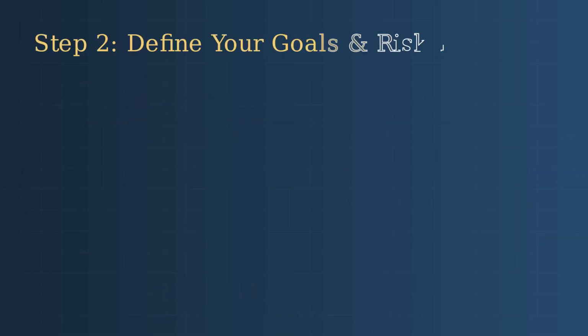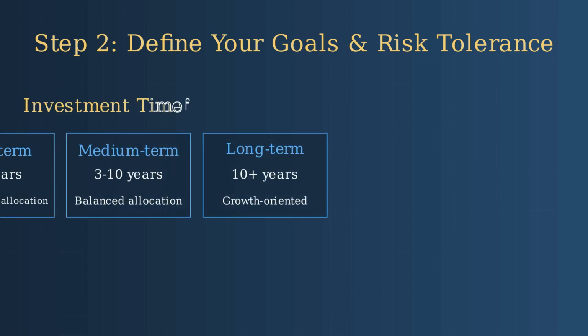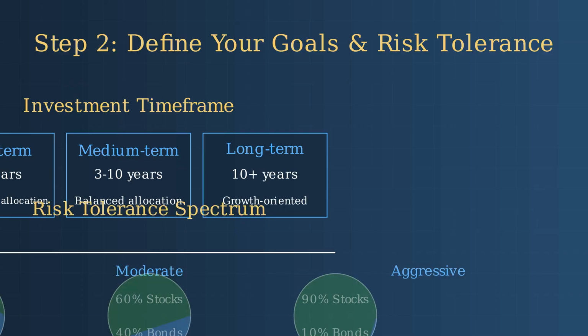Step 2 is to determine your investment goals and risk tolerance. Your investment timeframe is a critical factor. Short-term goals require more conservative allocations, while long-term investments can focus on growth. Your risk tolerance falls on a spectrum from conservative to aggressive. This determines your mix of stocks and bonds.